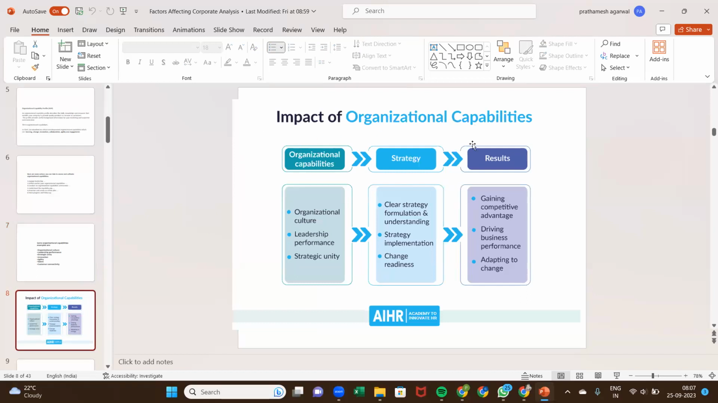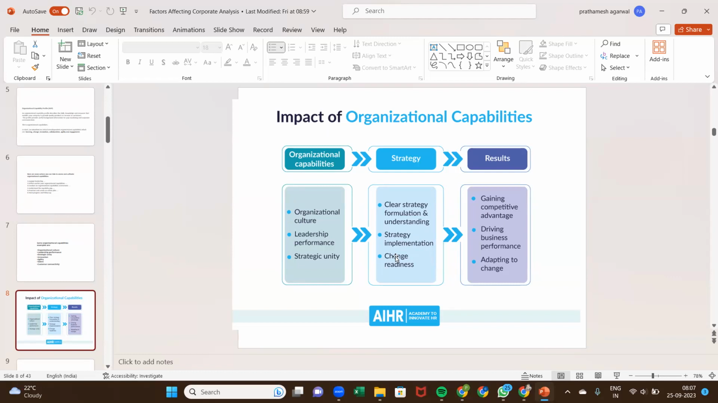Then just see the impact of organizational capabilities. We have organizational capabilities, we have strategy, we have results. Then we have organizational culture, we have leadership performance, we have strategic unity. Then under strategy, we have clear strategy formulation and understanding, strategy implementation, and change readiness. Are you ready to accept the change?